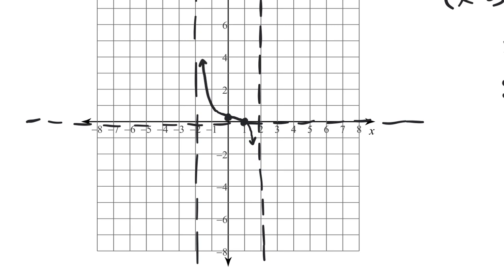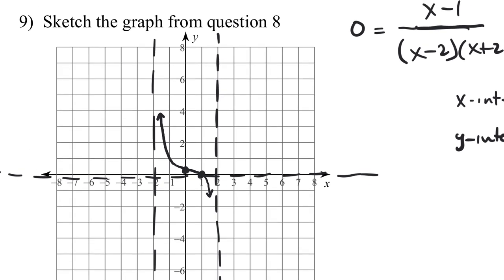Completing the graph, over here on the right side of this graph, we are either going to have a piece of the graph up here or a piece of the graph down here. So one way we can do this is just by testing a point like x equals 3 and figuring out if it's above the x-axis or below the x-axis. So when x equals 3, 3 minus 1 is 2, 3 minus 2 is 1, 3 plus 2 is 5, 1 times 5 is 5, 2 divided by 5 is 2/5. So 3 comma 2/5 is right about here.